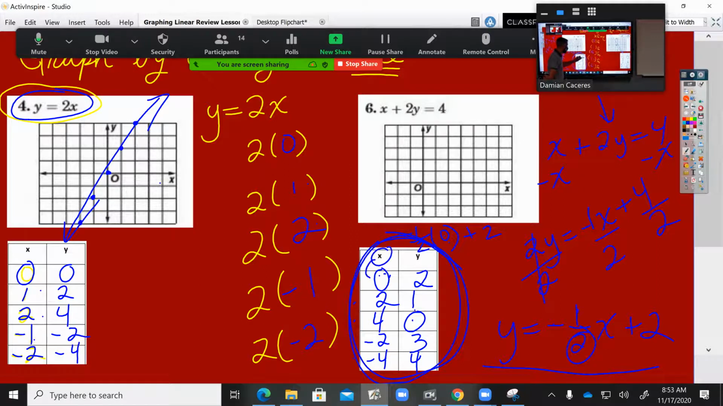When the x value is 0, that other number is your y-intercept. When the y value is 0, that other number is your x-intercept. So now we can graph it using 2 points.